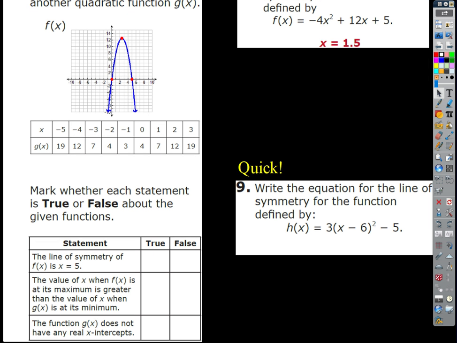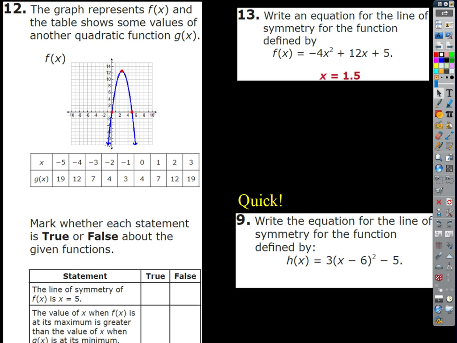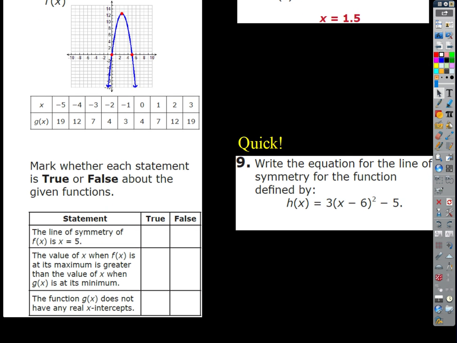Okay, what about these? Let's take a quick look at this example over here. There's not a lot of math to do, it's just interpreting. The graph represents f of x, one quadratic function, and another quadratic function, g of x, is given to us in a table. Mark true or false by each statement. First, is the line of symmetry of f of x, the blue parabola, x equals 5? It is definitely not. The vertical line through x equals 5 doesn't go down the middle of the parabola, does it? So the answer is false.